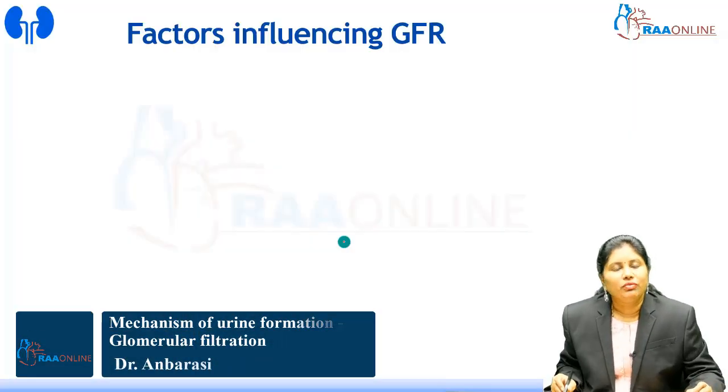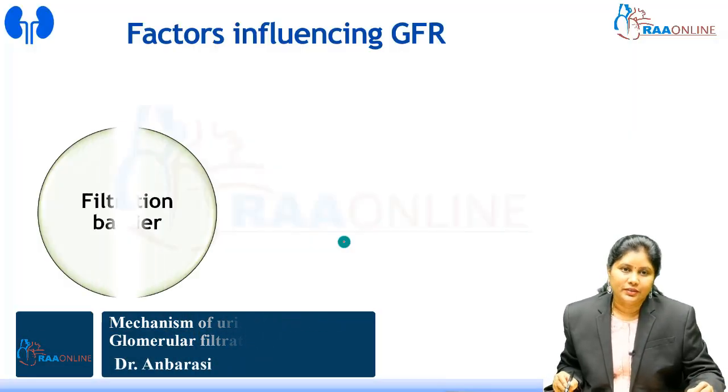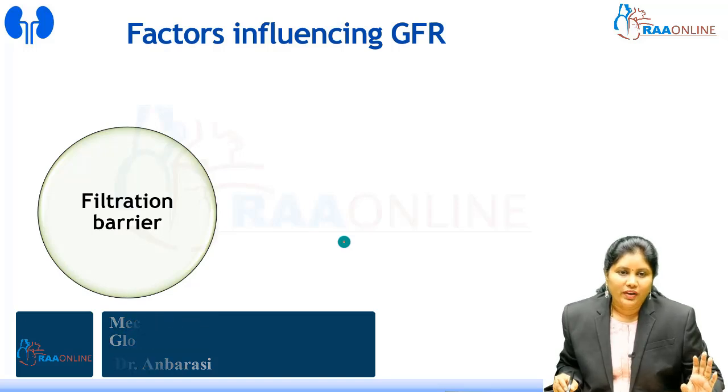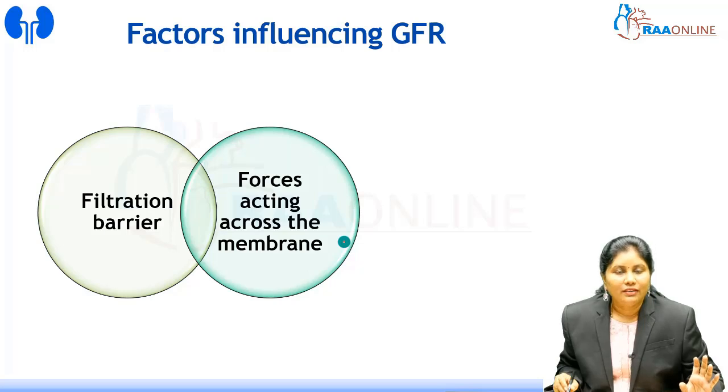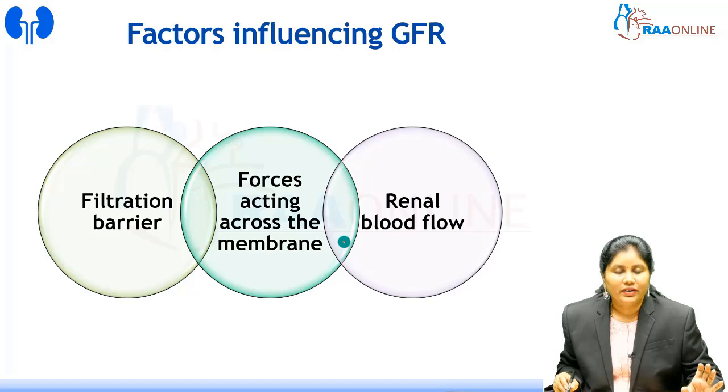Let us discuss the factors influencing the GFR. There are three important factors. One is the filtration barrier. Then we have the forces which are acting across the filtration membrane. Finally, the amount of blood flowing to the kidneys, that is the renal blood flow. We will see one by one.